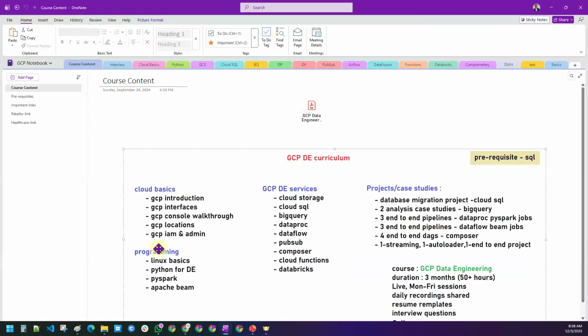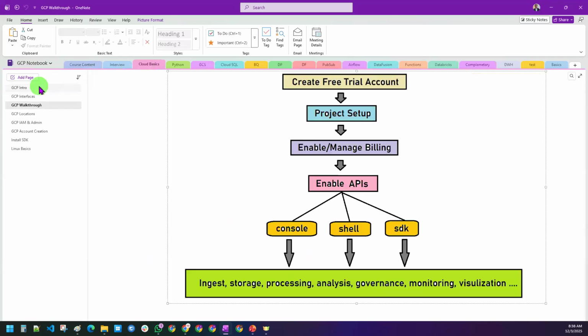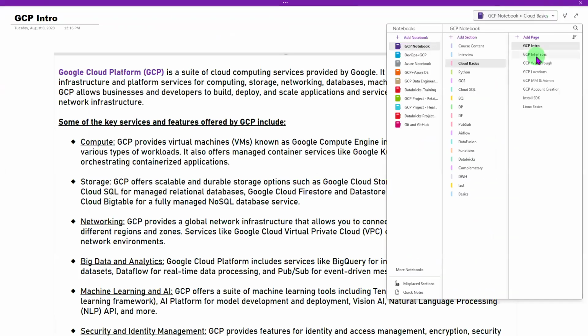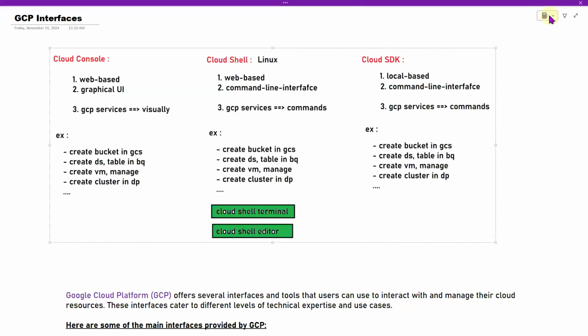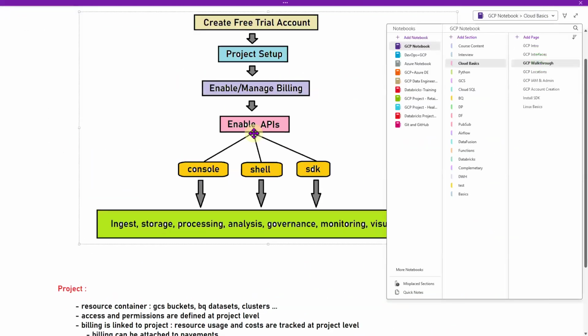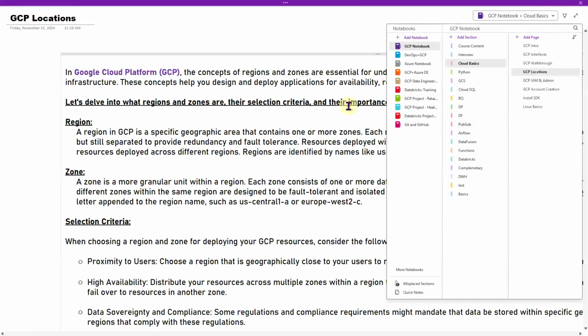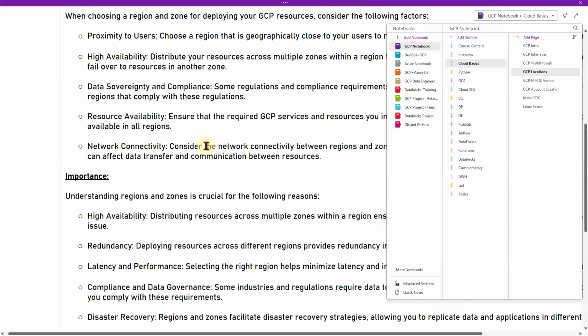We will have detailed course material, whatever we are going to cover. This is an online notebook. I am going to share it with all of you later. Once you enroll for the course, you will have everything here. For example, GCP introduction, GCP interfaces, a console walkthrough, how to create a free tier account, all the steps. GCP locations, so you have all the locations here.